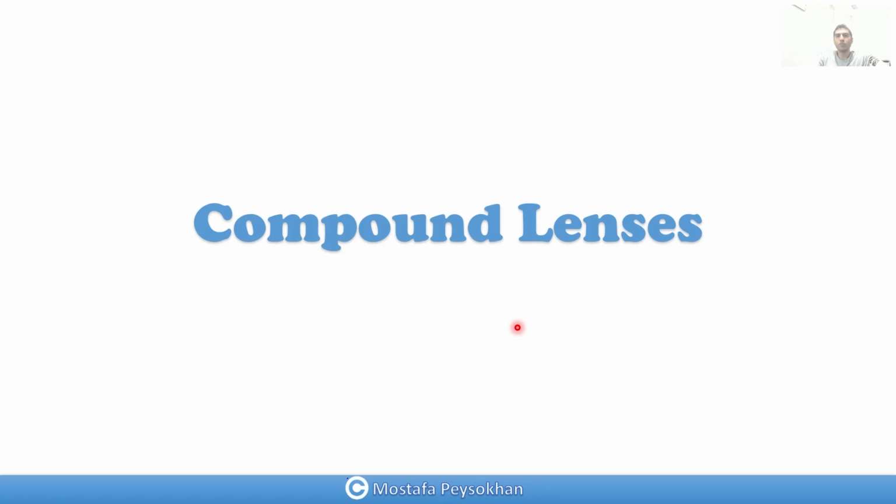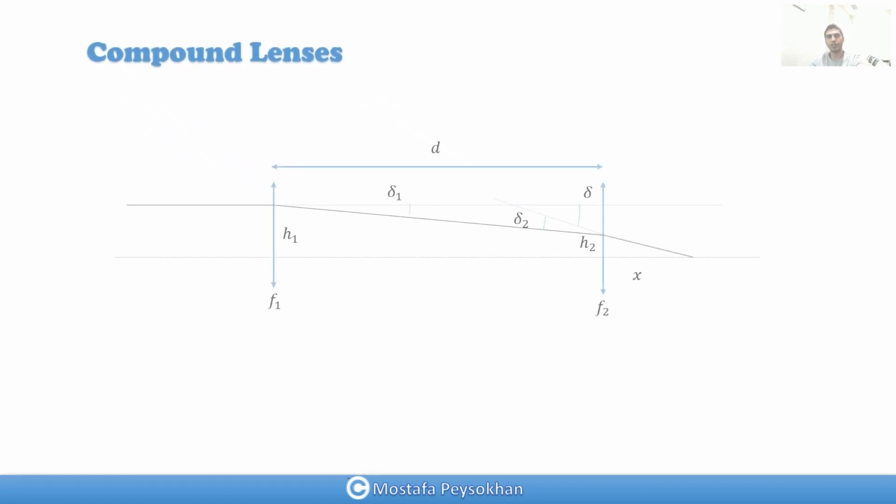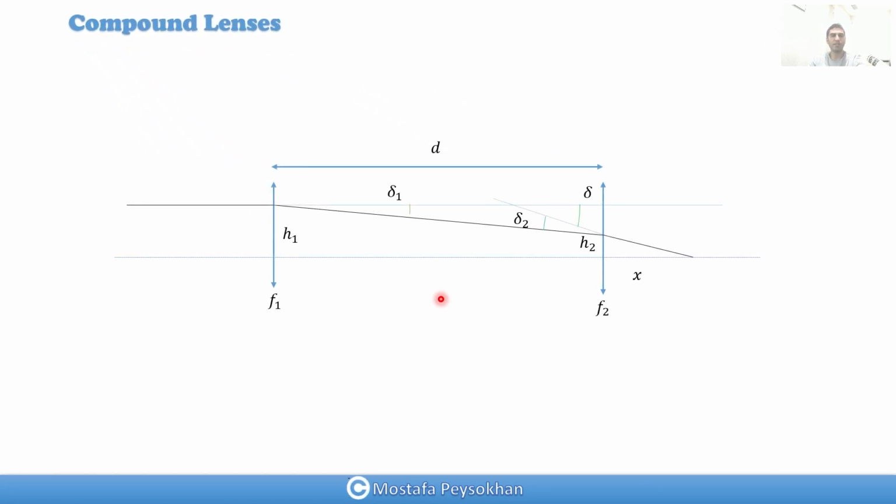In this video, we want to talk about compound lenses. What is the focal point of two lenses that are close together, or at a distance d from each other? So let's say we have two lenses, f1 and f2, at distance d. Now we want to find an equation for a representative lens, which we call f, for these two lenses.